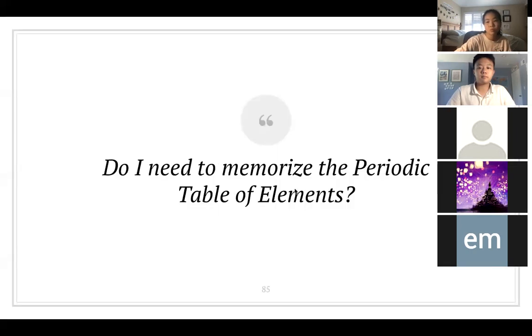Do you need to memorize the periodic table of elements? Absolutely not. Okay, don't go doing that. That wastes a lot of time. I know some people memorize the song. Yeah, you don't need to do that. That will not help you on the test. You will be given a periodic table of elements sheet, as well as a formula sheet. So you don't have to memorize any elements. You don't have to memorize the mass number or atomic number, though that can be helpful, but you don't have to memorize any of that.